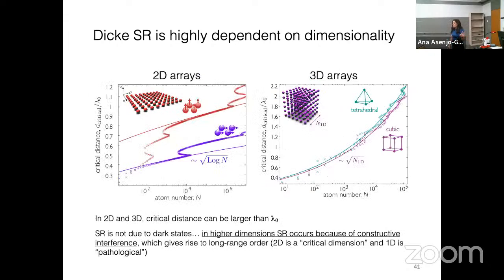In 2D and 3D, the physics is completely different. So the critical distance in 2D scales sublogarithmically with atom number. And in 3D, it scales as a power law of atom number. So this means that the critical distance can be larger than a wavelength, and it can be larger than the maximum distance in the relevant dimension below which there are dark states, which means that the origin of superradiance depends on dimension. So in 1D, superradiance happens because of subradiance, because of dark states, because of destructive interference. In 2D and 3D, superradiance happens because of constructive interference.